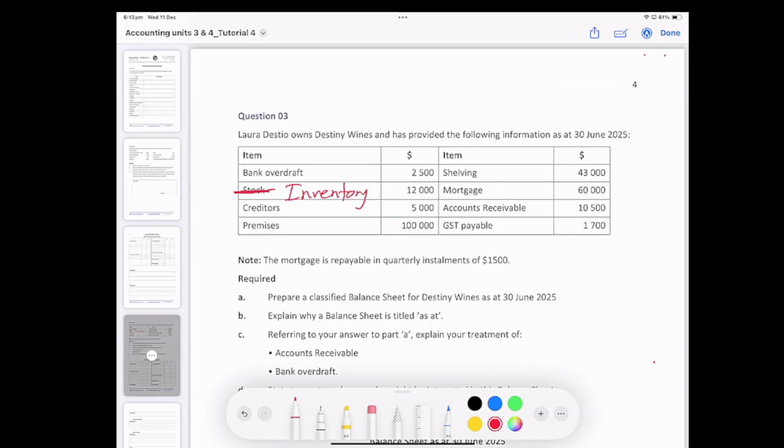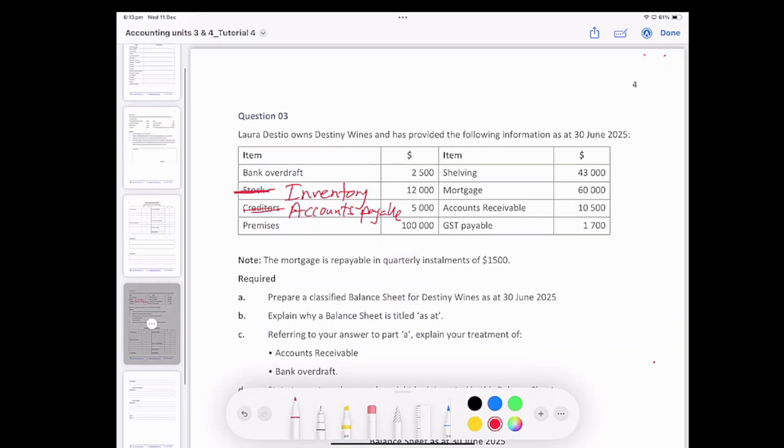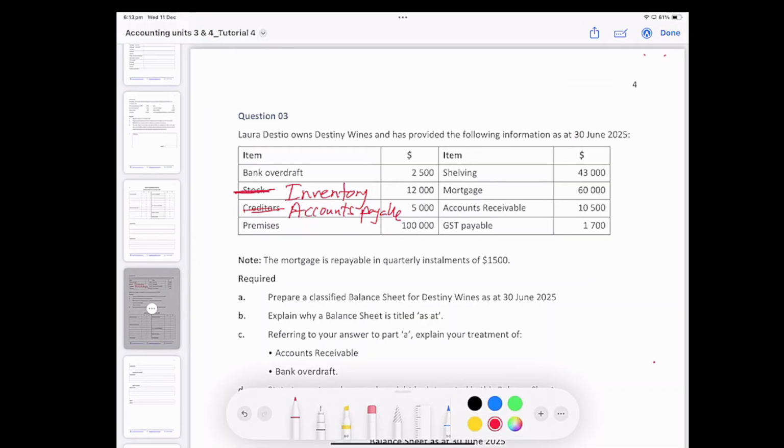Okay, and there's another one called creditors. That is called accounts payable. Accounts payable. Okay.